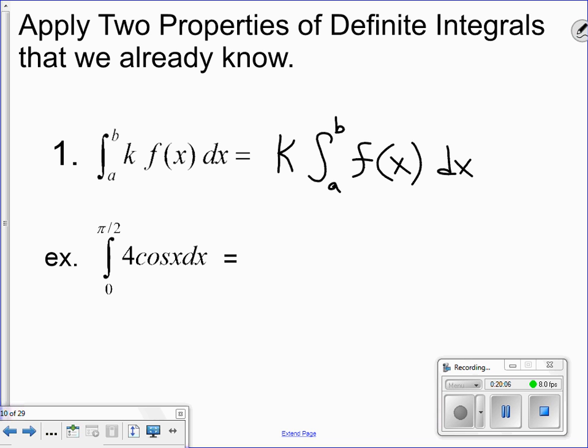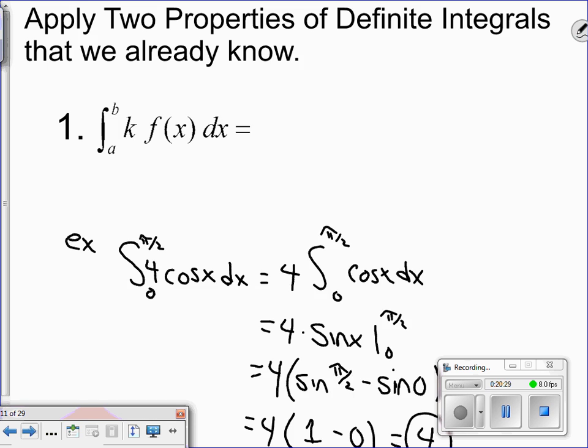So if you have to evaluate a definite integral, like here, you can pull out the 4, and then just evaluate the definite integral. When you get your answer, multiply by 4. I won't go through the whole thing, but we all comfortable with that property? Yeah, we know we can do that. Same thing.